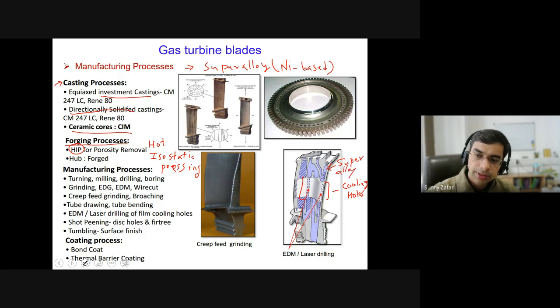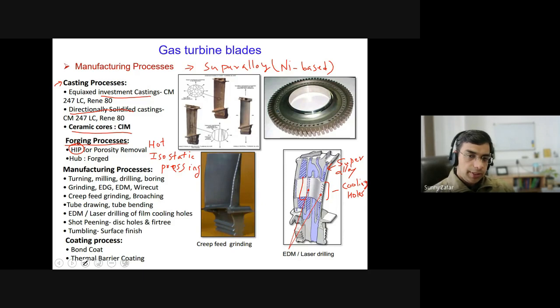So traditional machining processes may not be of any use. You cannot do a traditional drilling on super alloy. So we will be going forward with non-conventional, or what you call non-traditional, machining processes like EDM, laser and so on.